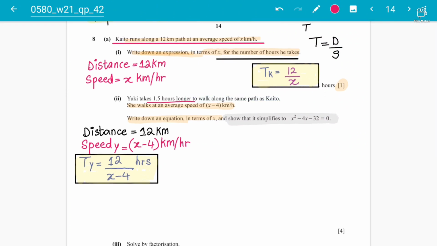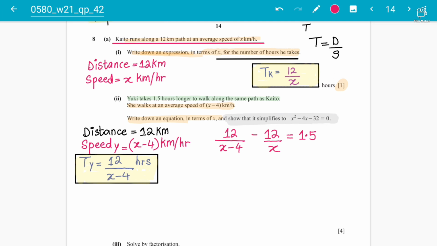So Yuki takes 1.5 hours longer to walk along. This is the key point, the difference: Yuki is taking 1.5 hours longer. So you write that Yuki's time is greater than Cato's time. You write Yuki first, since Yuki is taking more time: 12 divided by x minus 4, minus the time of Cato. If you subtract the time of Cato from Yuki's time, you get the difference, which is 1.5 hours.